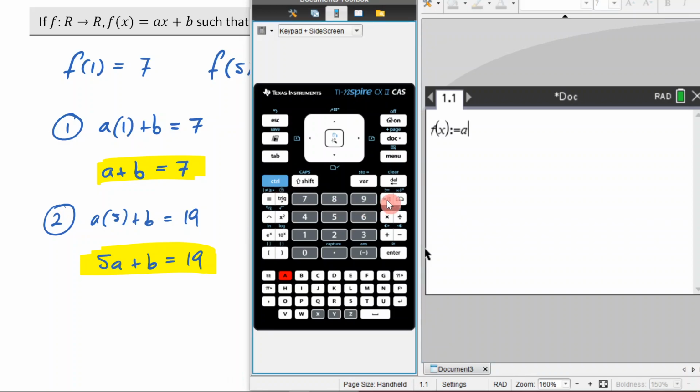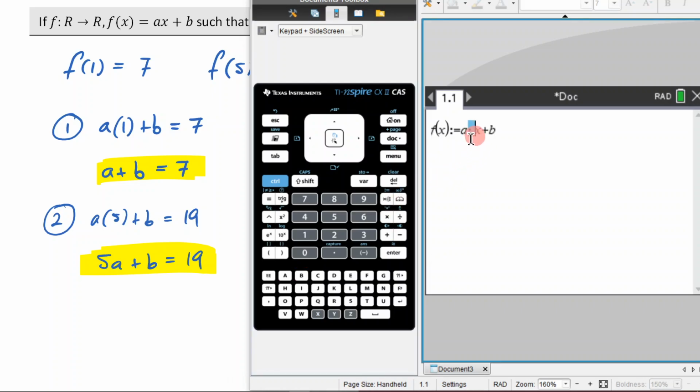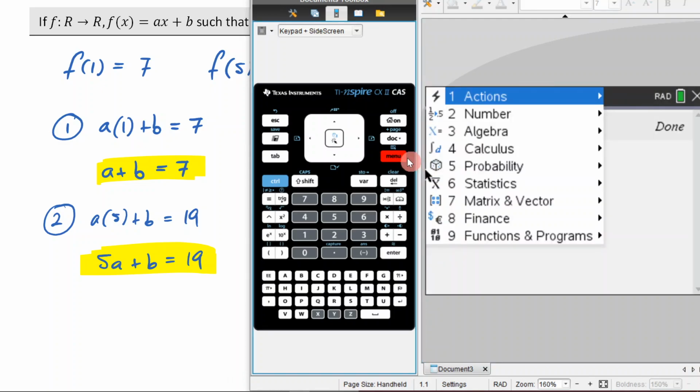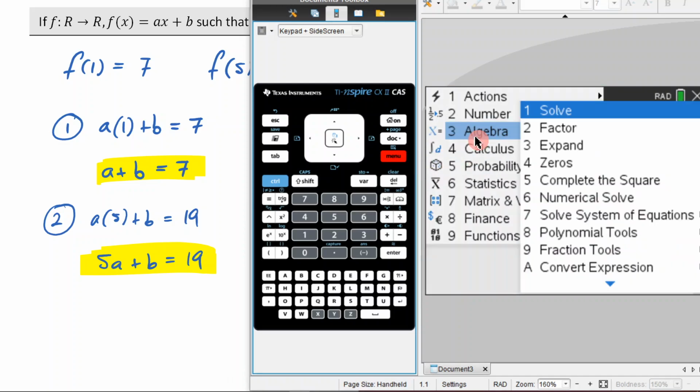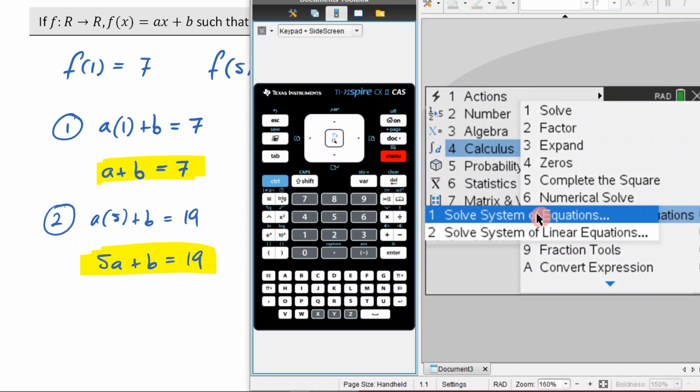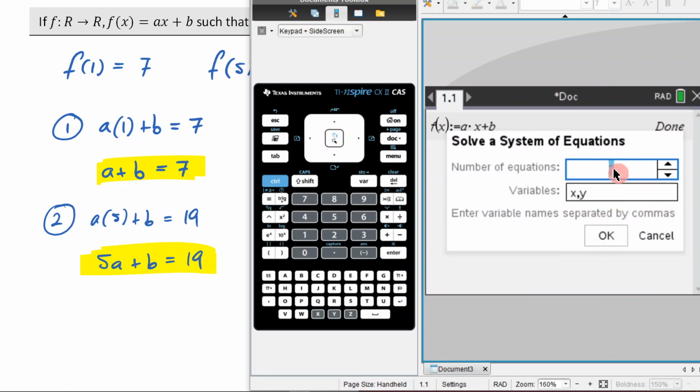A times x plus b. Very important, if you don't put a times between the a and the x, it's not going to work. So make sure you've got a times there, hit enter, that's all defined. Then we're going to go menu, we're going to go algebra, we're going to solve system of equations, and this first one here. We've got 2 equations, and we're not dealing with variables of x and y, we're dealing with variables of a and b.